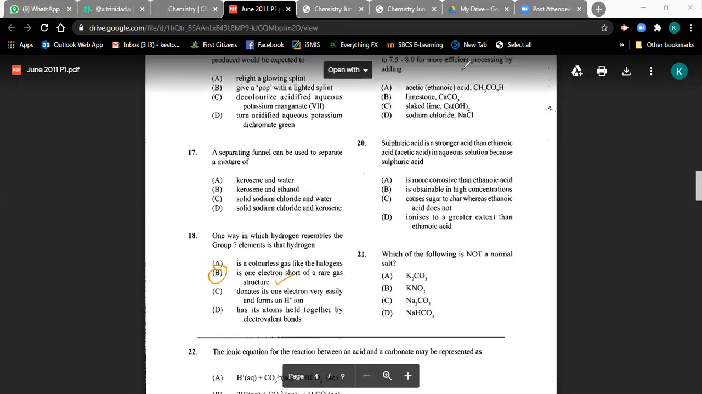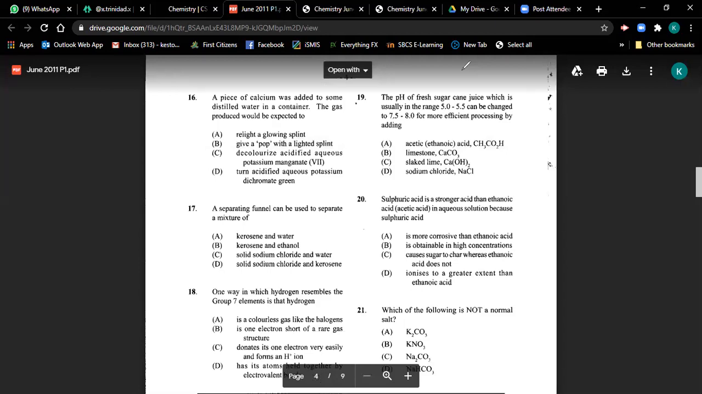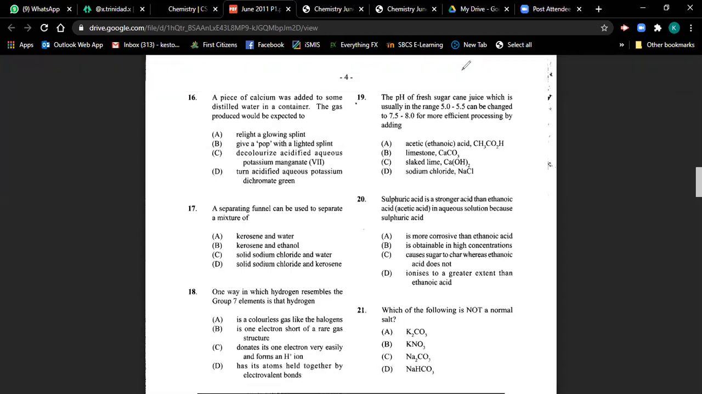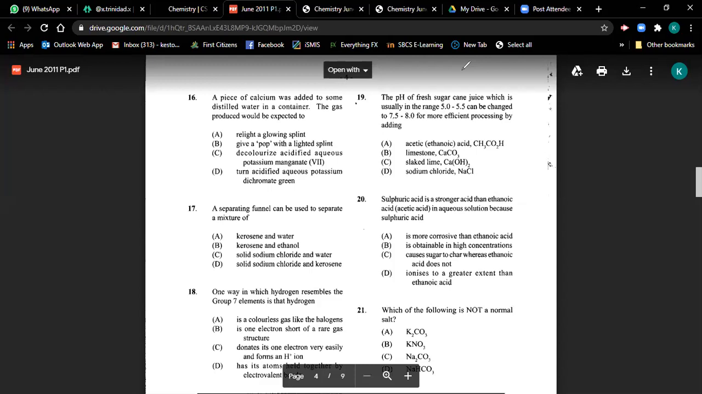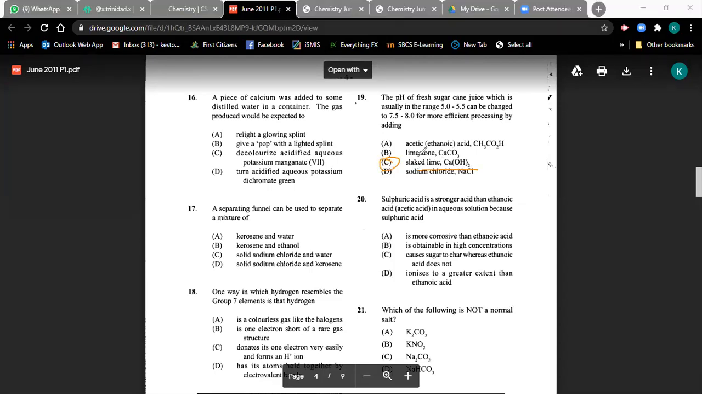19. The pH of fresh sugarcane juice, which is usually in the range 5 to 5.5, can be changed to 7.5 to 8 for more efficient processing by adding what? C. Slaked lime, calcium hydroxide. And you can put limestone in the sugar, right? Slaked lime, calcium hydroxide, or lime water.